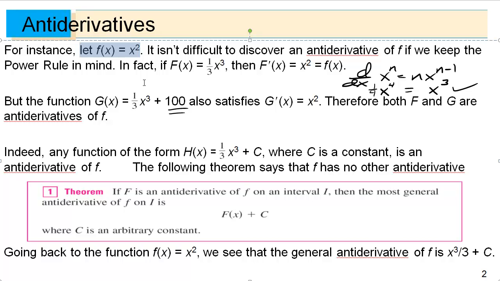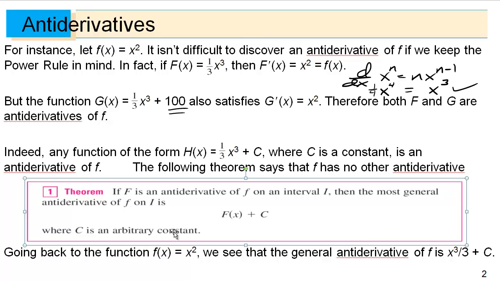And that brings us to our theorem that if big F is an antiderivative of little f on some interval, then the most general antiderivative of little f is going to be the big F function we just found plus a constant. And if the function ends up not having a constant at all, for instance, in this case, if it was just 1/3 x cubed, then c is just 0. So plus c is the most general case, and it works for everything. So every antiderivative of little f can be written as big capital F plus a c.